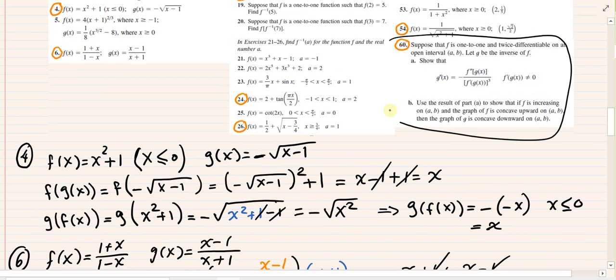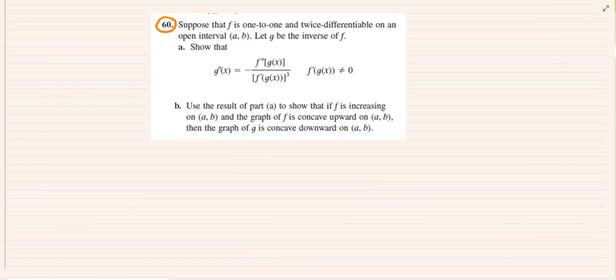This one, number 60. So I'm going to copy that, bring it down, and then take a look at it. Okay, in exercise number 60, the problem reads, suppose the function f is 1 to 1 and twice differentiable on an open interval from a to b. Now, twice differentiable means the second derivative exists. If you want to take the second derivative, we could. That's what twice differentiable means. Let g be the inverse function of f. Show that g double prime, the second derivative of the inverse function, is given by that expression, provided the denominator is not 0.